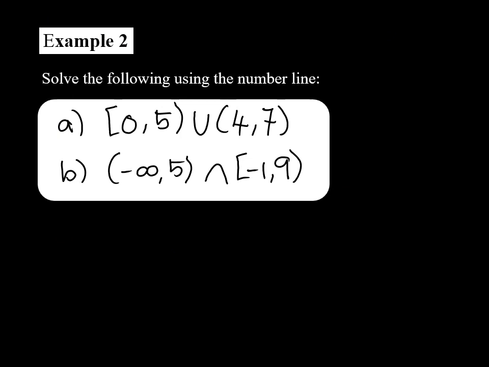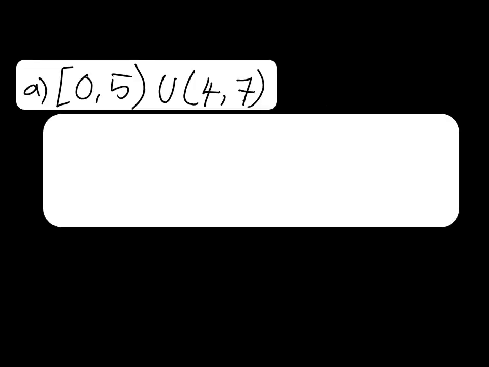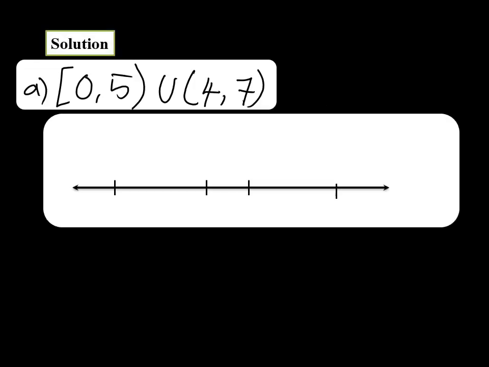Okay, let's find the solution for this example. We want to solve the following using the number line. It means that we have to draw the number line. For question A, the first step is to draw the number line. We have 0, 5, 4, 7. List out all the endpoints increasingly, so from the left side: 0, 4, 5 and 7.